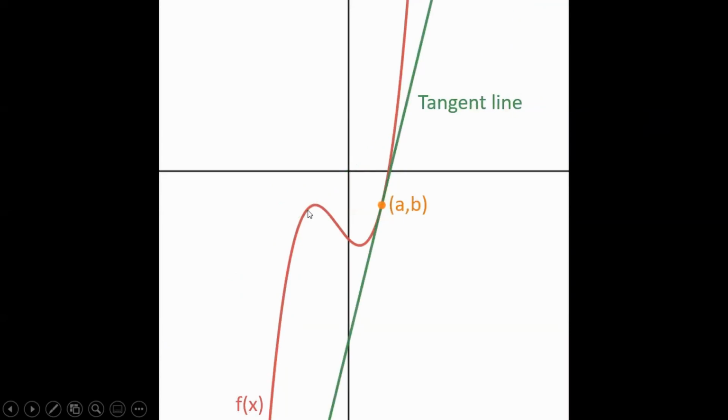So here's an example of another tangent line. Our point AB has moved over here to the right side. We still see that the tangent line is kind of touching the function f of x at this point, AB. And with this knowledge, we'll go into the definition of a tangent line.